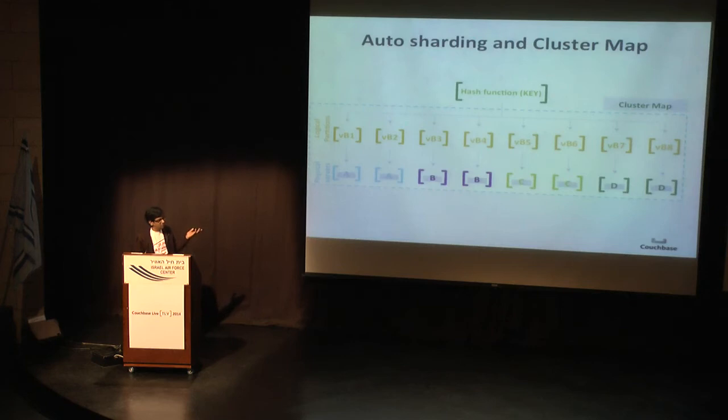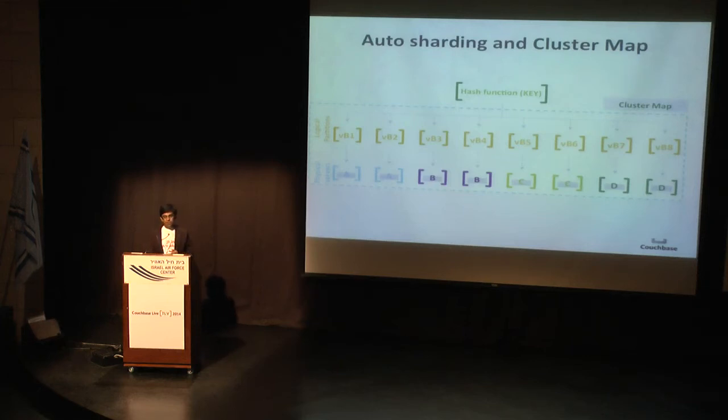And this is a key concept in the architecture that we have. And the cluster map is a map that maintains where the partitions map to the physical servers. You'll see why the cluster map is important. When the clients connect, they actually use the cluster map. Any questions on this?